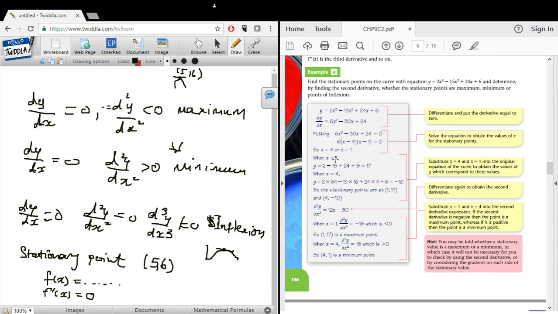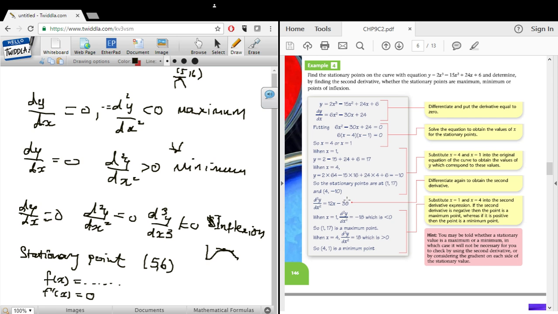So when x is equal to 1, we put it back into the original equation to get our y coordinate, and we do the same for 4. So it says that we have 1 and 17 as one stationary point, and 4 and minus 10 as another stationary point. So the next thing we do is we want to find out whether it's maximum or minimum.